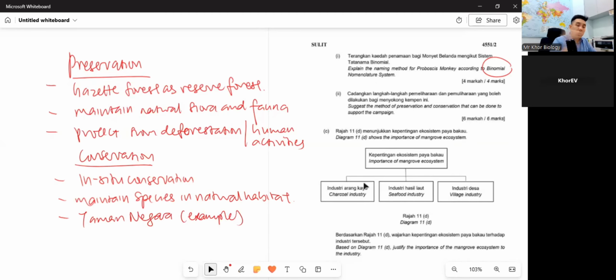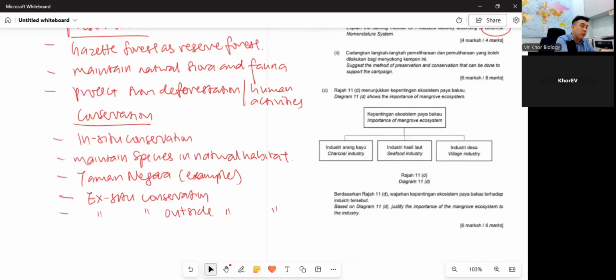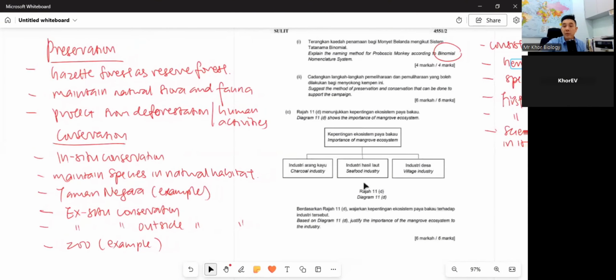And if you talk about in situ, don't forget to talk about ex situ. Ex situ conservation is to maintain the species outside their natural habitat. Guys, an example would be the zoo. Okay, so this is how we can help the monkeys. And finally, guys, the importance of the mangrove ecosystem.